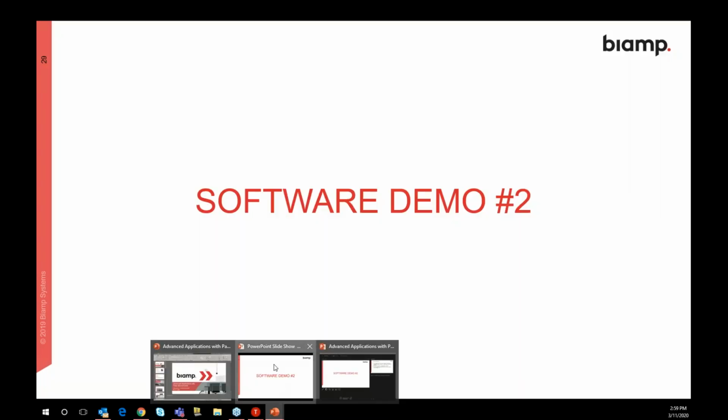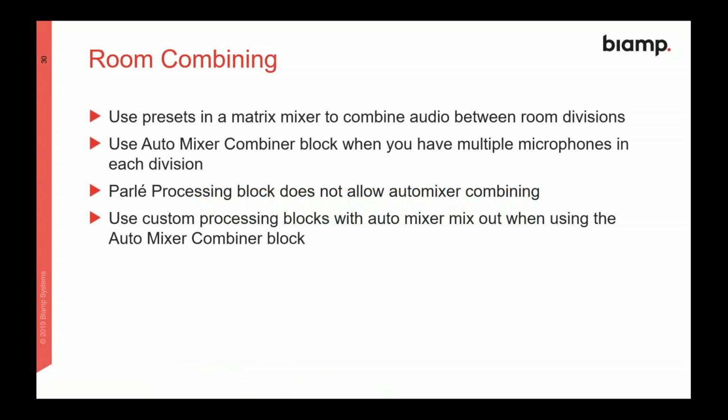So let's jump back here, and just a quick recap. When you're doing room combining, you want to use presets in your matrix mixer and room combiner to combine and divide rooms typically. The auto mixer combiner block, you definitely want to use that if you have more than 2 microphones in each room division. I've definitely also seen rooms that didn't require the auto mixer combiner. They may have only had 1 microphone array in each room, and it was a well-behaved room. And again, the combiner may not gain you any noticeable improvements if you're just doing it with 2 microphones.